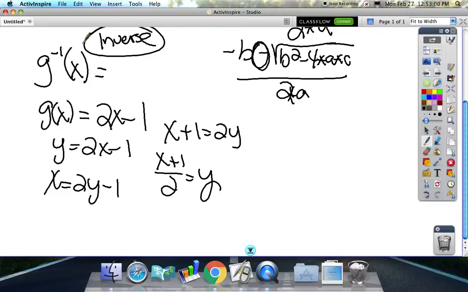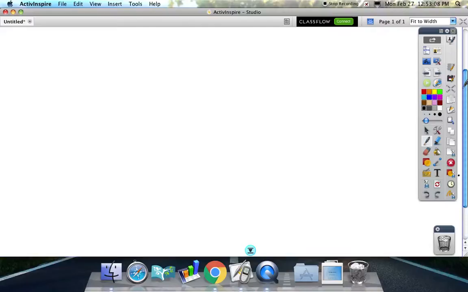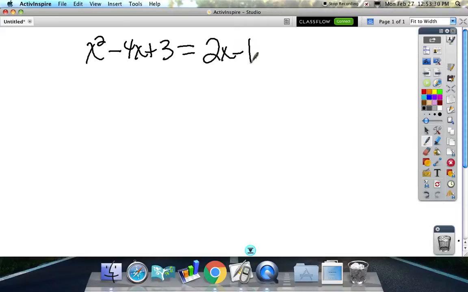Okay? Now look at 1c. Solve. Well, what am I supposed to be solving with 1c? Solve f of x equals g of x. So what is your f of x? X squared minus 4x plus 3. And I'm supposed to equal it to 2x minus 1. Y'all need to be writing things down. This is not a spectator sport.